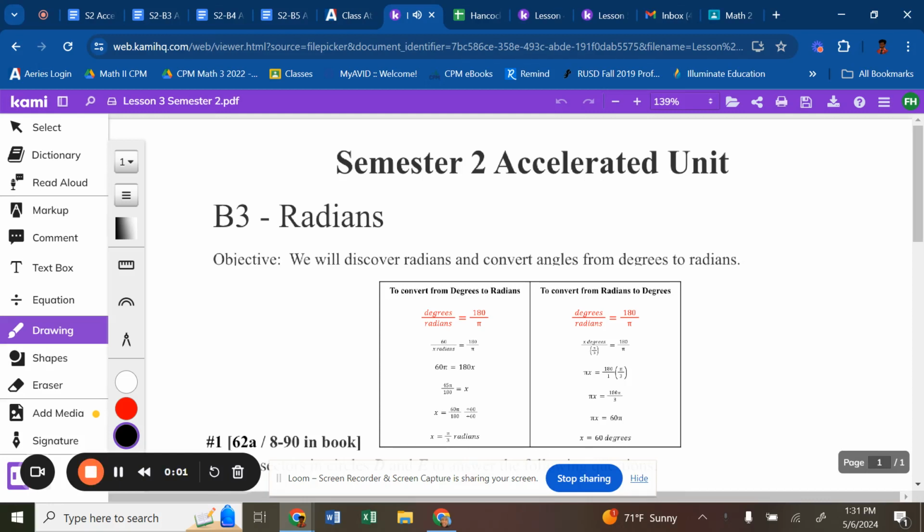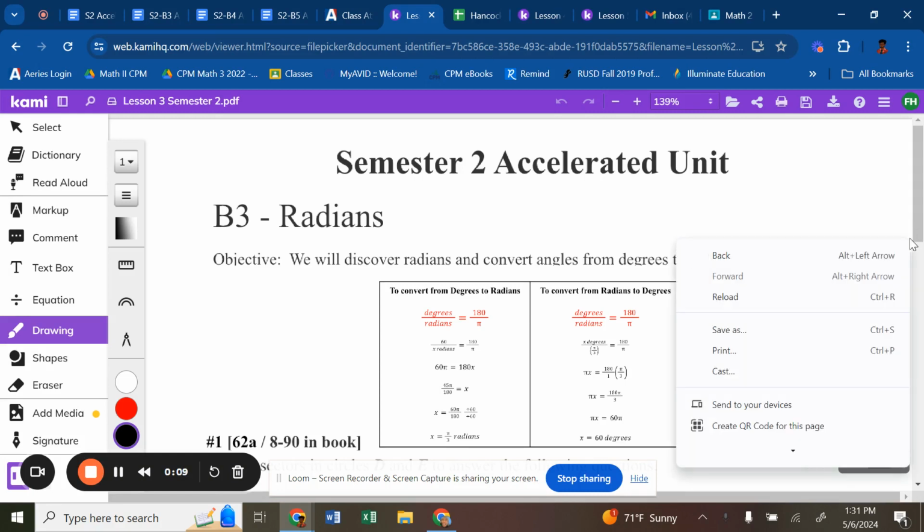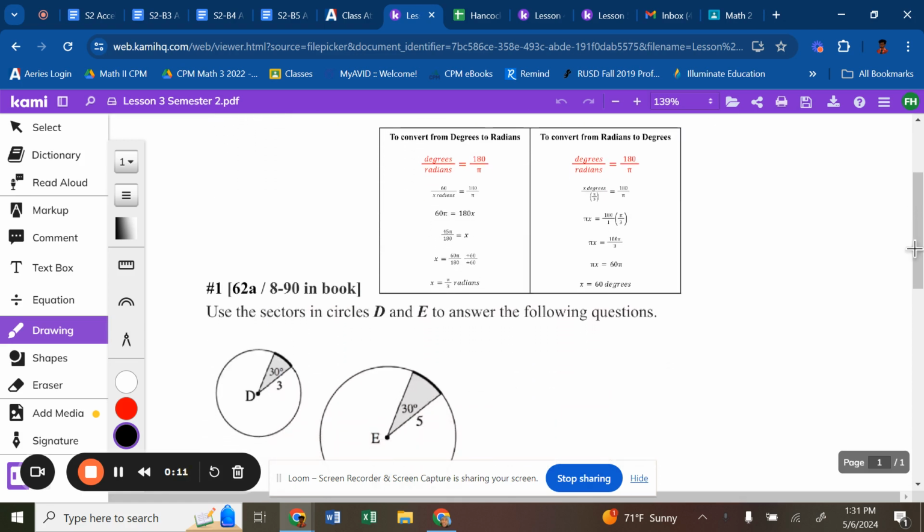Hello, everyone. We are in lesson 3 of our accelerated units. We are learning how to convert to radians. So we're going to be discovering how to go from degrees to radians. For those of you who already get it, this is a simple idea. Our degrees over radians will equal 180 over pi.